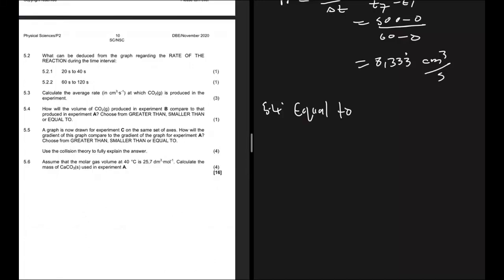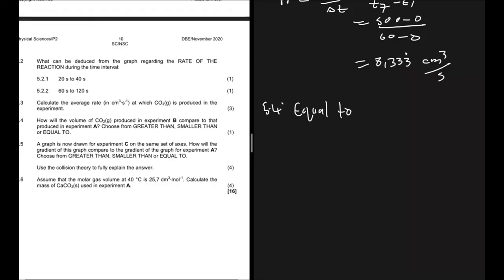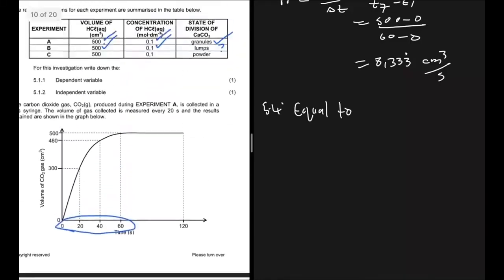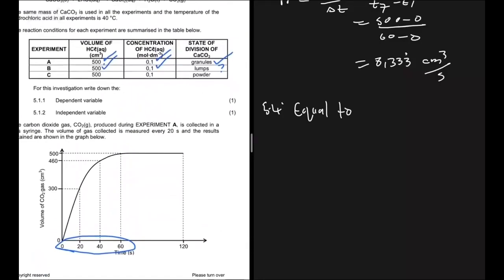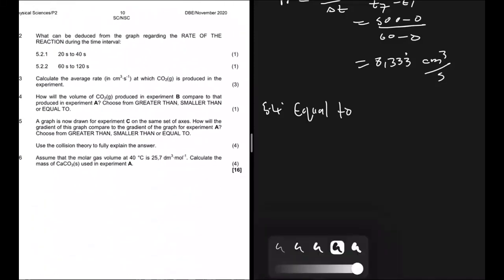5.5 says a graph is now drawn for experiment C on the same set of axes. How will the gradient of this graph compare to the gradient of the graph for experiment A? So this is experiment A, right? And this is the graph, and they use granules. So experiment C is powder. So we are expecting experiment C to shoot up also, right? Let me use a thinner line to also shoot up, but then the reaction ends quicker compared to experiment A, where they're using granules. So our question is asking us about the gradient.